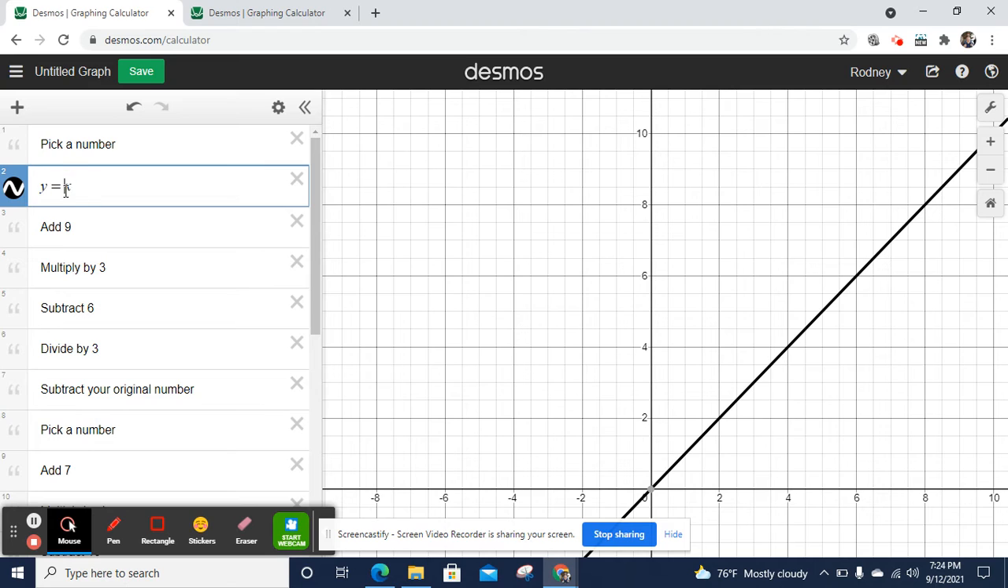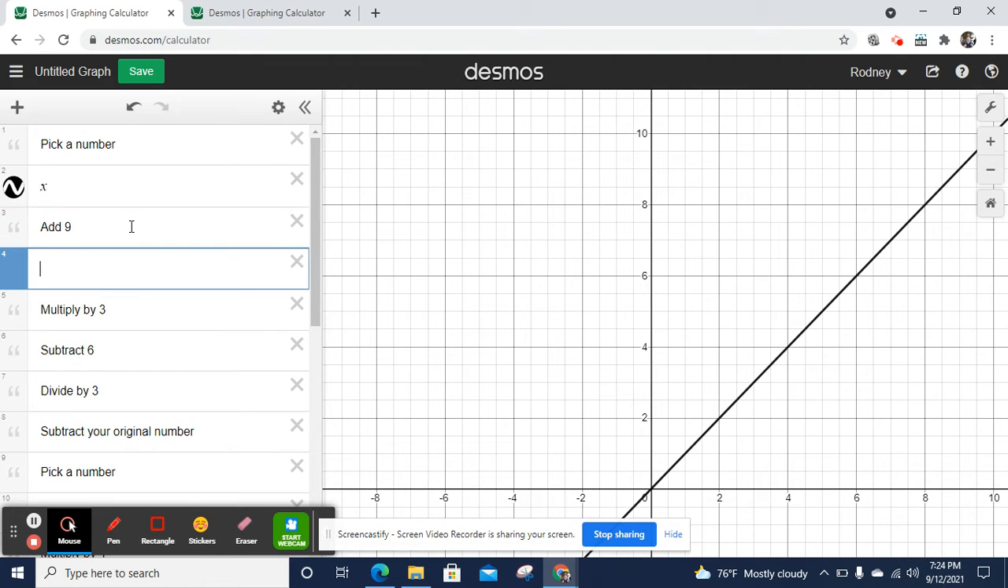So right now, we have the original number. I'm getting rid of the y equals because we don't need it for Desmos. Now, I'm going to do the following steps. I'm going to add 9, multiply by 3, subtract 6, divide by 3, and subtract my original number. And it will end up in a particular place. You might guess that the original number is gone, and therefore it's going to probably end up at a particular number. Now let's see if we can use algebraic expressions to structure this.